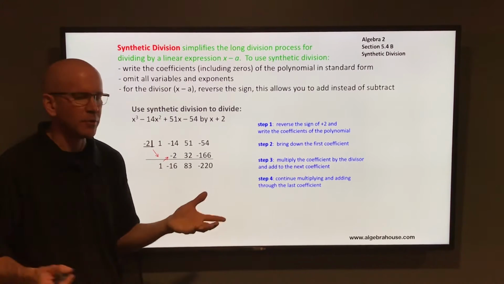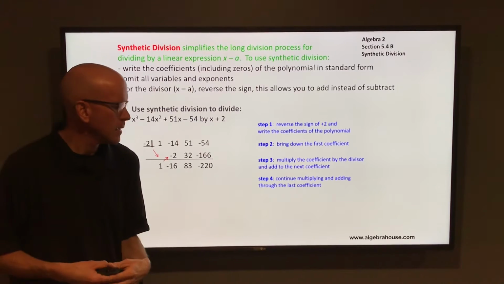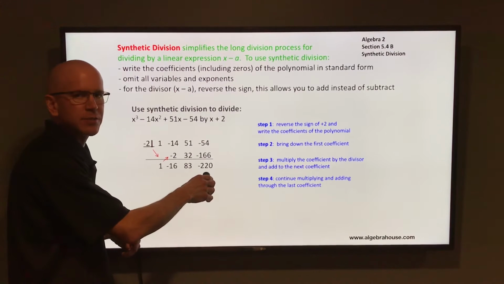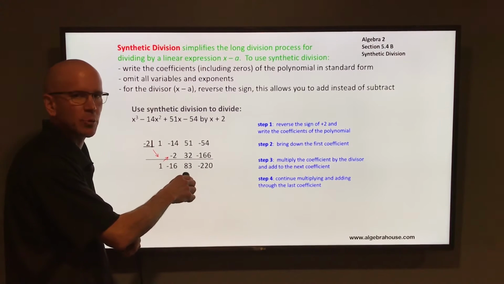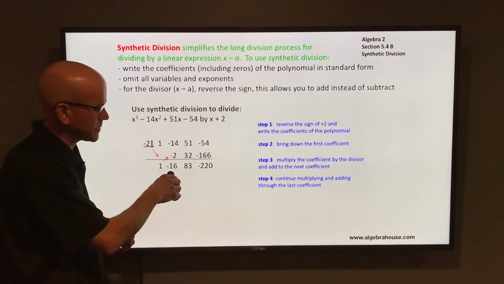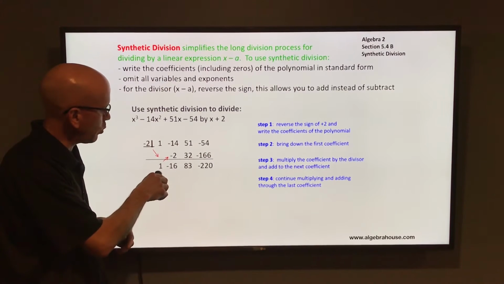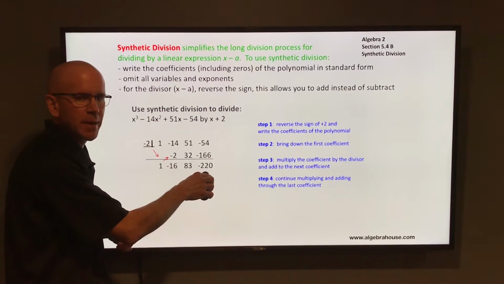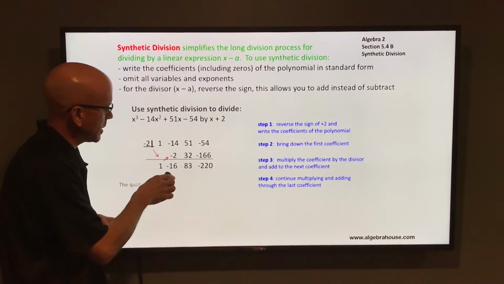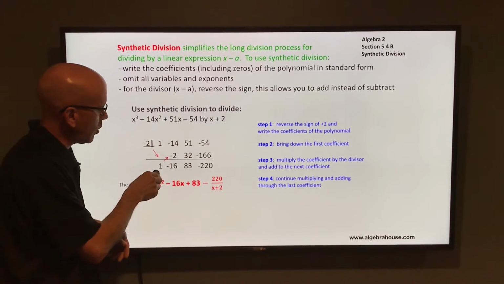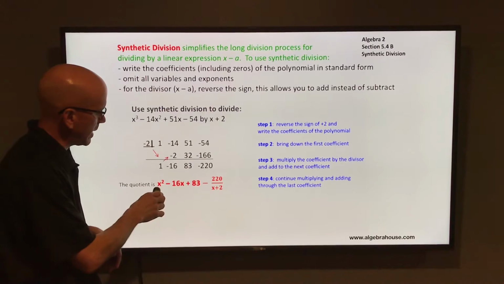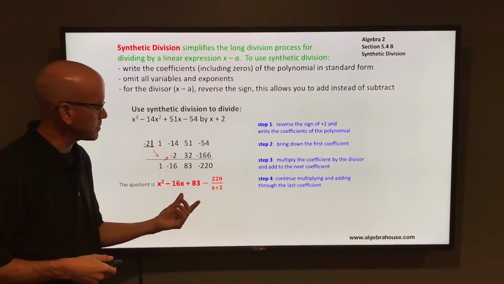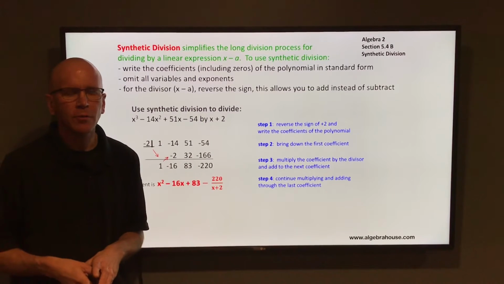Now we have this list of numbers. What are we going to use that for? Well, this is actually the answer to the division. This negative 220, that is the remainder. Then you work backwards. This 83 would be the constant term. This negative 16 is the coefficient of x. And this 1 would be the coefficient of x squared. Once again, negative 220 is the remainder, 83 is the constant term, negative 16 is the coefficient of x, and 1 is the coefficient of x squared. So we then have x squared minus 16x plus 83 minus 220 over x plus 2. Much faster than going through the long division process.